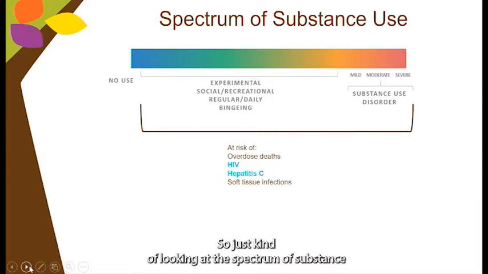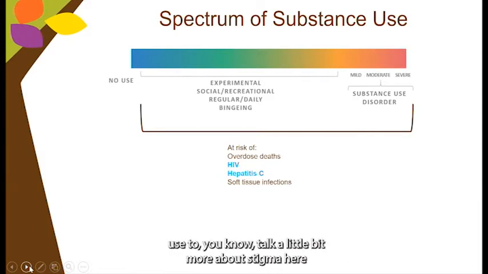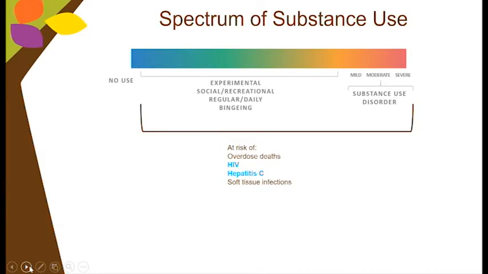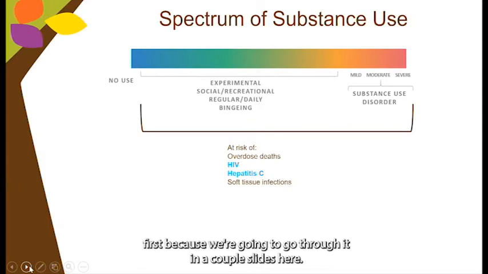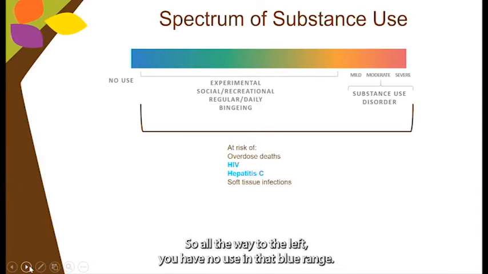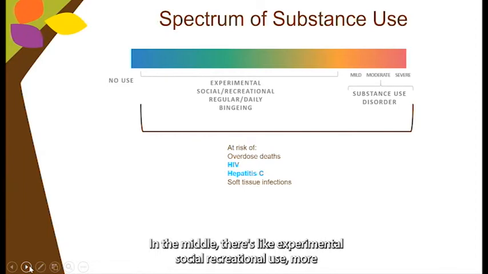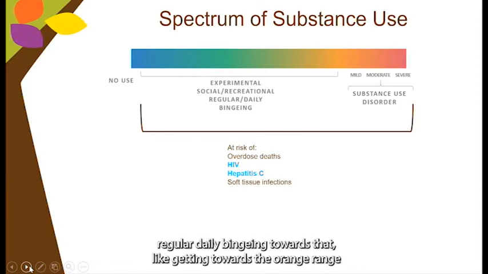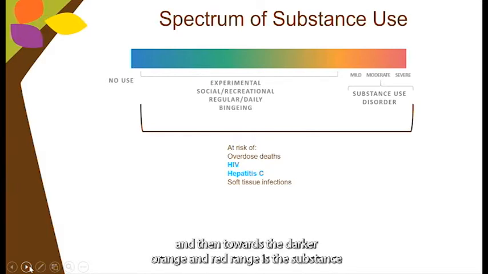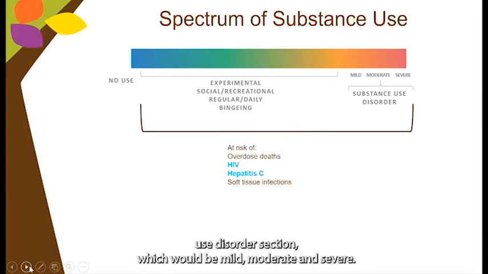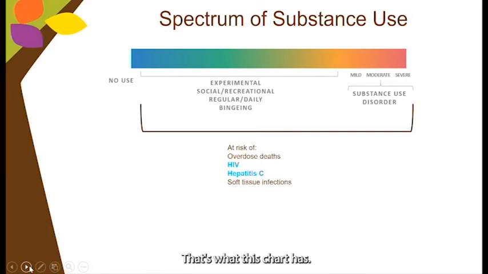So just kind of looking at the spectrum of substance use to talk a little bit more about stigma here. I'm going to just outline this diagram first because we're going to go through it in a couple slides here. So all the way on the left, you have no use in that blue range. In the middle, there's experimental, social, recreational use, more regular or daily binging towards the orange range. And then towards the darker orange and red range is the substance use disorder section, which would be mild, moderate, and severe. Some people choose not to use those terms. That's what this chart has. So we're going to go with that.